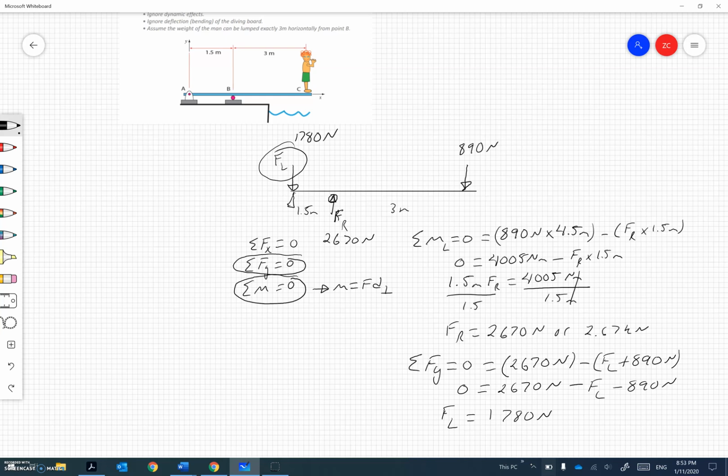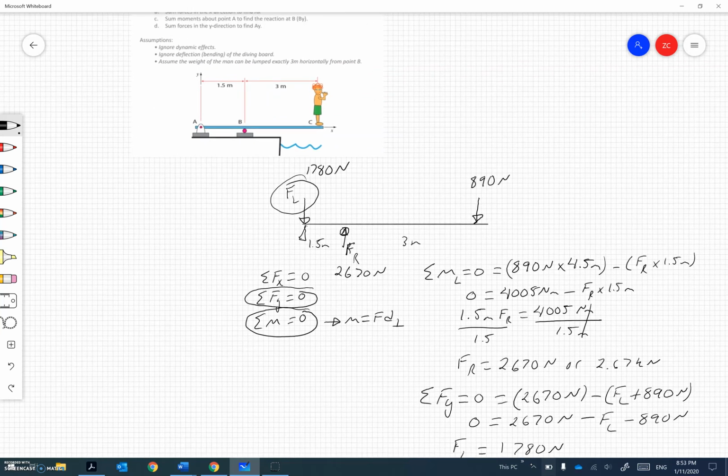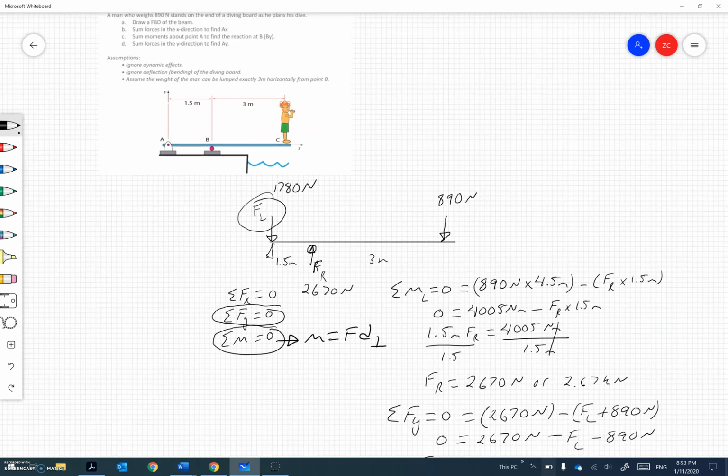Notice it's going in the downward direction. Now if my answer here became a negative, then it means that I've got my arrowhead in the wrong direction. So that's how you solve and find the reaction forces on this simple beam here. Now notice this is an overhanging beam. It's not a cantilever beam.